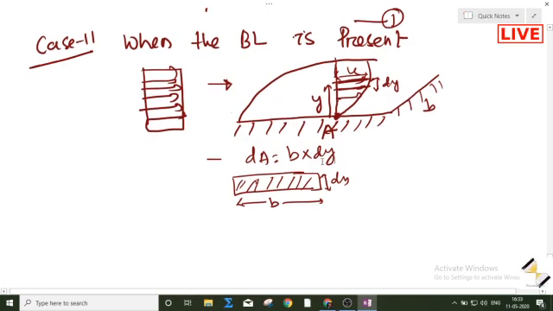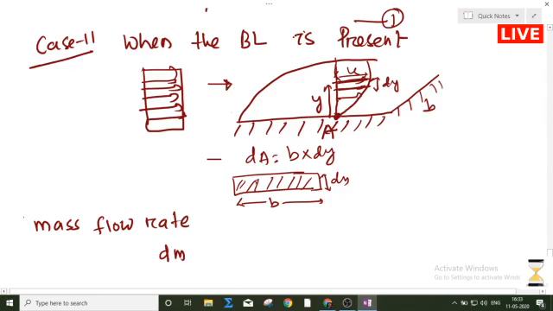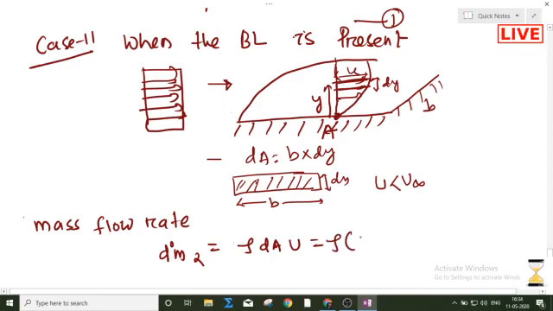Now, if you write the mass flow rate when there is a formation of the boundary layer, suppose I write this as dm2. That will be equal to rho into this area. Now there is no free stream velocity; the velocity has been reduced, which is less than the free stream velocity. So I can write this as u. So this area is b into dy, into u.